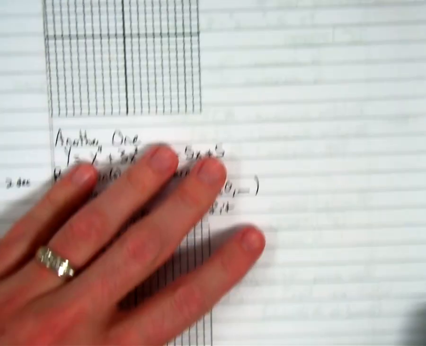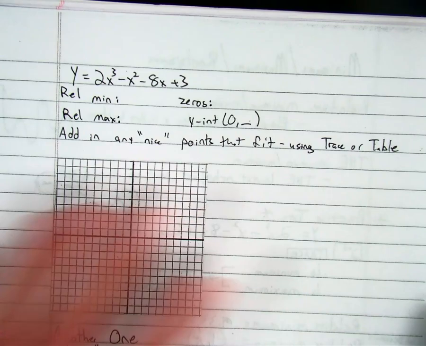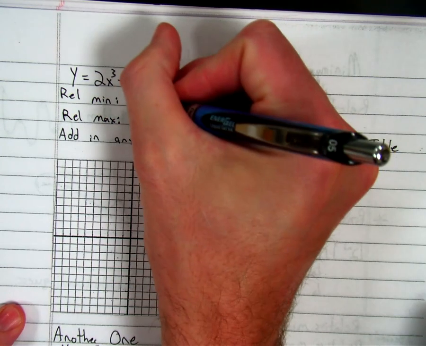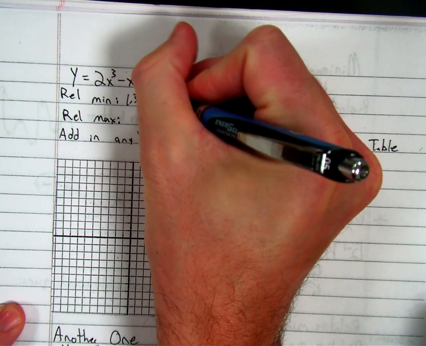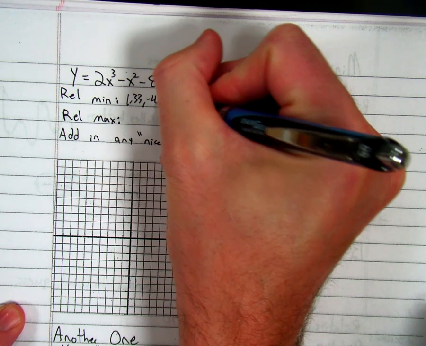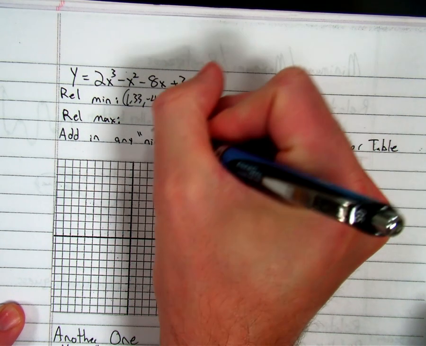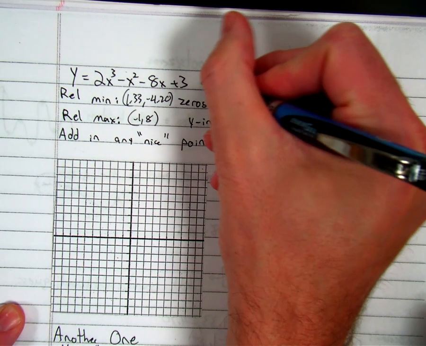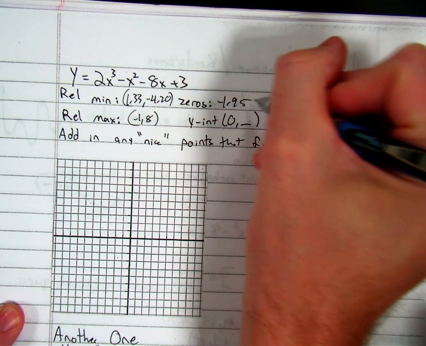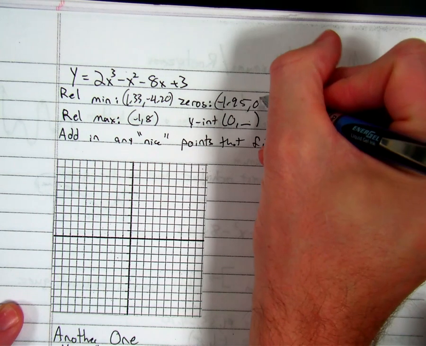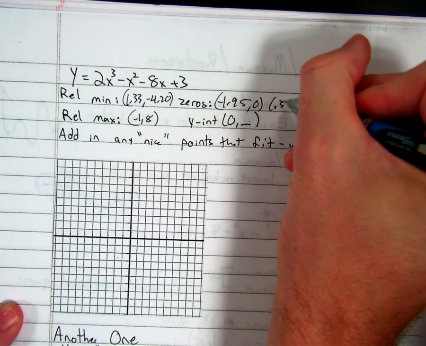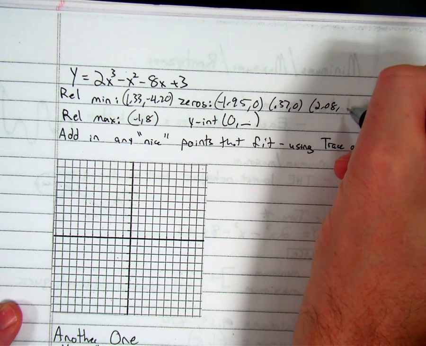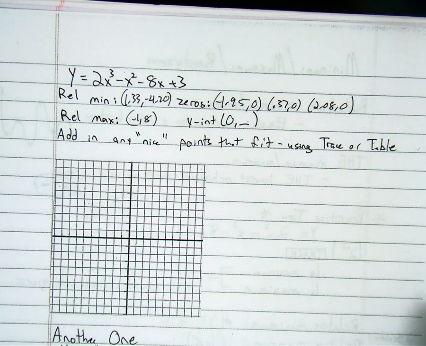Alright? So it should be the same problem, and we should have 1.33 comma negative 4.70, negative 1 comma 8, negative 1.95 comma 0, 0.37 comma 0, 2.08 comma 0. Mr. Handke, we didn't talk about y-intercept.